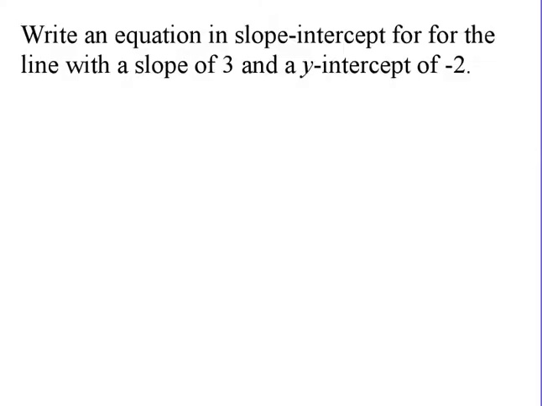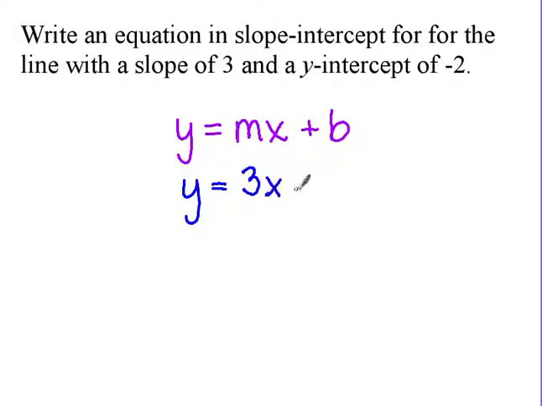It says, write an equation in slope-intercept form, it's supposed to be an m there, for the line with a slope of 3 and a y-intercept of -2. So this is really fairly easy. I'm going to use the formula y equals mx plus b. That's where I'm going to start. And I know I've got to have a y. M stands for what? The slope. Well, what is the slope in this problem? 3. Plus, what does b stand for? The y-intercept, and that is -2.